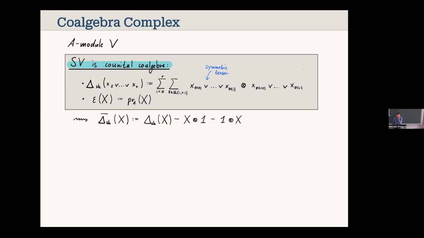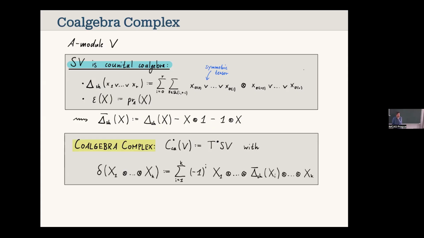Okay, why do I tell you that? Well, because now on the tensor algebra of the symmetric algebra, we get a differential by just extending this reduced shuffle coproduct as a graded derivation to the tensor algebra. Okay? And this is what we call the coalgebra complex. Not a standard name. Some people call it Hochschild cohomology. I've also seen Cartier cohomology for this, there are different names, but for us it was just important to say that it's a coalgebraic thing that we construct out of V.